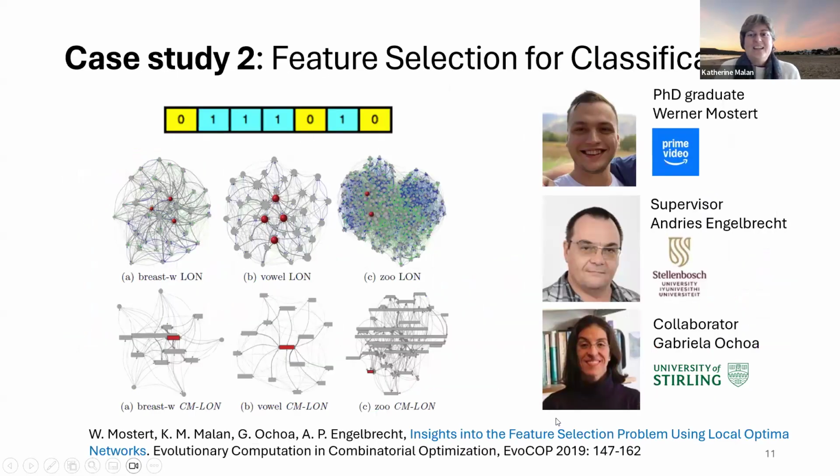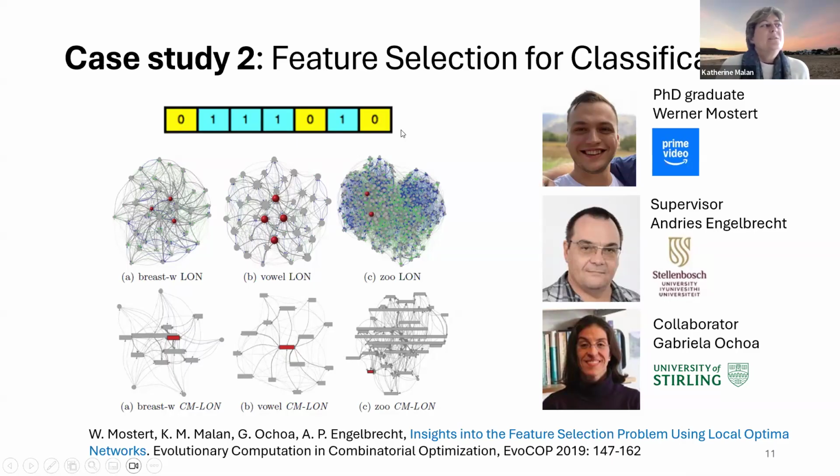Okay, case study 2. So this is actually one that Kate knows well because she examined Werner's PhD. She was one of the examiners. So this is the binary problem where you're doing machine learning. So you're doing classification, and you've got a numeric or categorical table data set, and you want to decide which features are important and which are not. So you do feature selection.